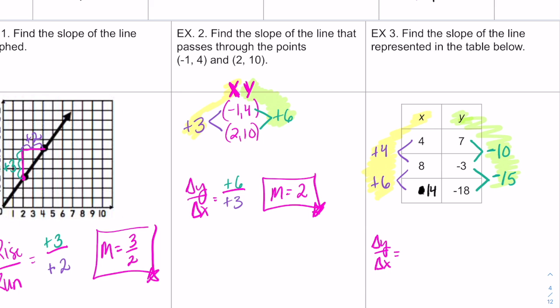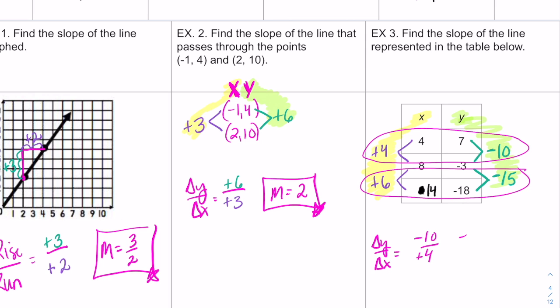So when I go to write my delta y over delta x, it's just important that I remember which one's delta y and which one is delta x. So for delta y over delta x, I have some possibilities. The first possibility, I could write the fraction -10 over +4. My second possibility is to write the fraction -15 over 6. And then if I reduce those, so I could, common factor of 2 on the first one, I could divide the -10 and the 4 by 2.